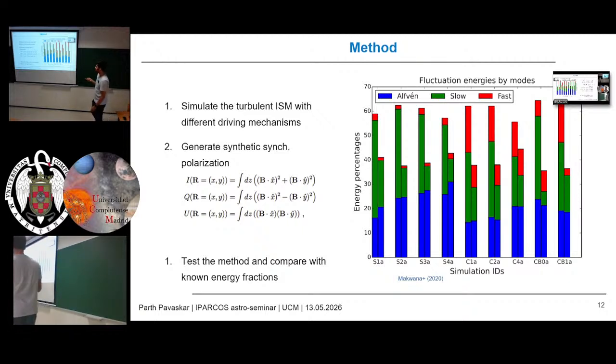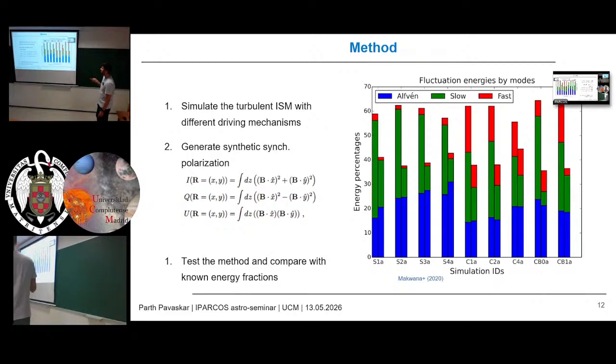So this is exactly what we would like to do. We would like to construct a set of simulations that have two different mode dominances: one dominated by Alfvén modes, one dominated by compressible modes, and then we test our method against them. So this is what I did. I will show you the details of the simulation in the next slide. Our goal here is to simulate plasma turbulence that resembles the ISM.